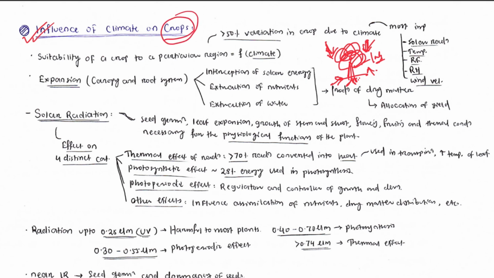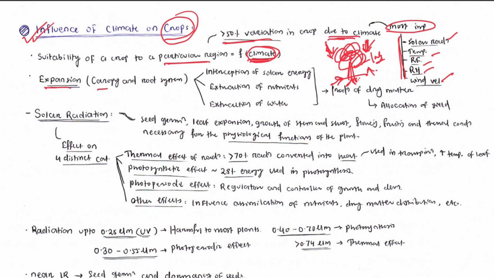The stability of a crop in a particular region is a function of climate. How stable the crop production is, that is a function of climate, that is, what the weather status is in that particular location. More than 50% of the variation in a crop is due to climate. So what are these climate or weather elements? These are solar radiation, temperature, rainfall, relative humidity, and wind velocity. These are called weather elements and they affect plant growth and production significantly.